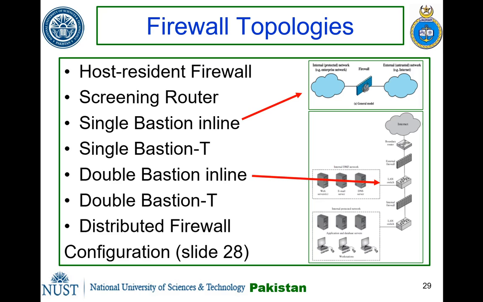Single bastion T is similar to single bastion inline but has a third network interface on the bastion to a DMZ where externally visible servers are placed. Again, this is a common appliance configuration for medium to large organizations. Double bastion inline: the lower figure illustrates this configuration, where the DMZ is sandwiched between bastion firewalls. This configuration is common for large businesses and government organizations.